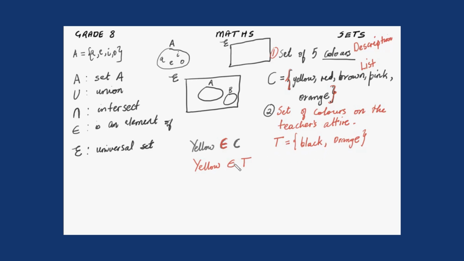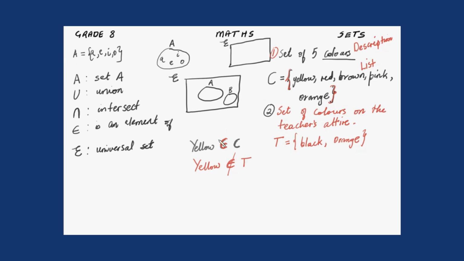So how do we do that? Instead of saying yellow is an element of set T, we are going to use a stroke like this, which means yellow is not an element of set T. Are we together, guys? So this is it. Now let's look at this statement.